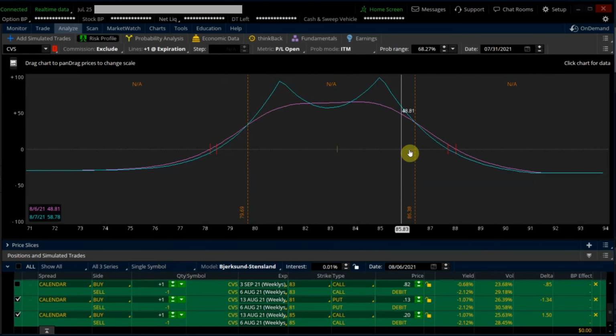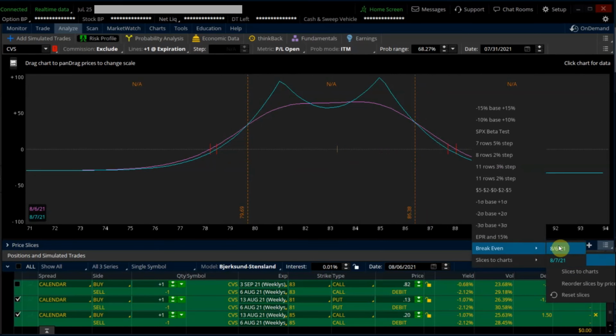So right now, if you take a look at the profit zone of my double calendar spread, originally, if you recall, for my single calendar spread, which I entered for a strike price of $83, my profit zone was between 79.69 and 86.38. So right now, the profit zone has actually widened quite significantly. So let me just change this, set slices, break even.